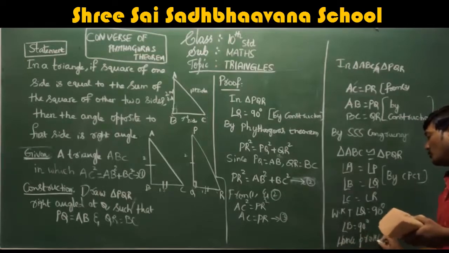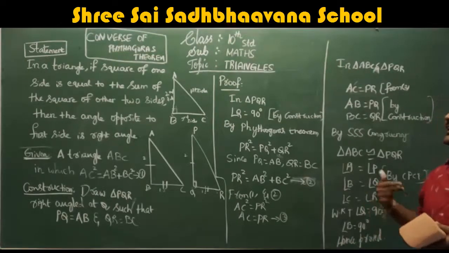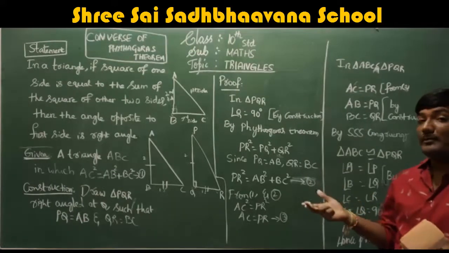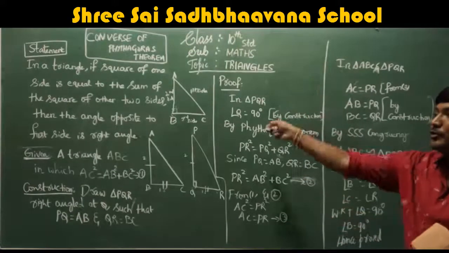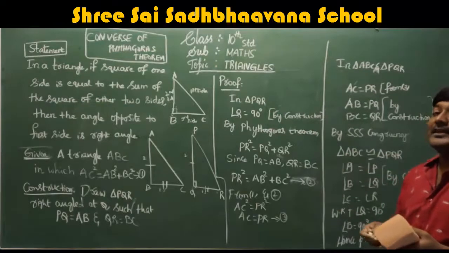Okay? So hence proved. It means what? We took the condition that AC square is equal to AB square plus BC square, and we proved triangle ABC as a right angle triangle.